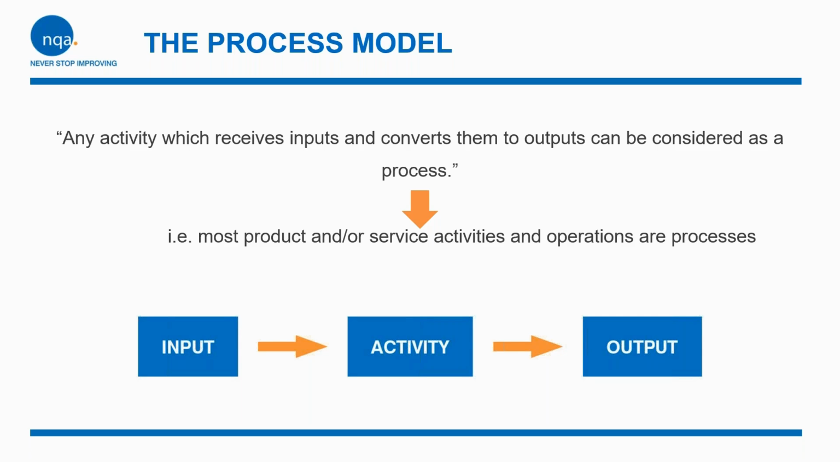And you can see this here, where the process model is defined as any activity which receives inputs and converts them into outputs can be considered a process. And most products or services are considered processes. So when you start with input, activity, output, that's essentially drilling down or simplifying any organization's process into this format: input, activity, output. And ultimately, we'll be going through this as you go through the slides of the presentation.